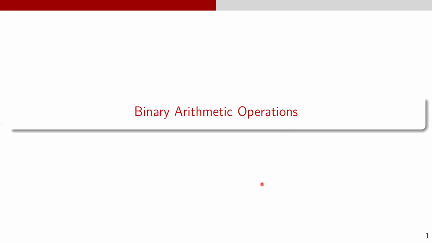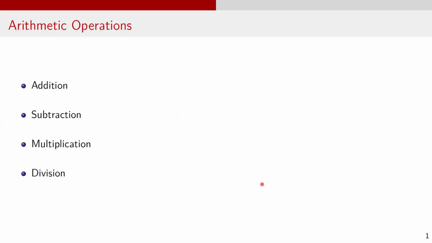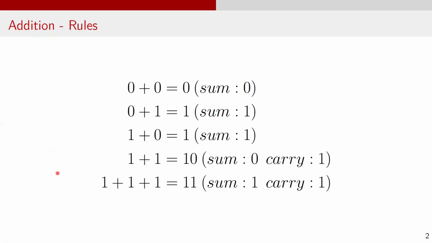In this video, I'll talk about arithmetic operations performed on binary numbers. The arithmetic operations that we'll discuss here are addition, subtraction, multiplication, and division. First, let's look at binary addition. When we do binary addition, there are certain rules to follow.